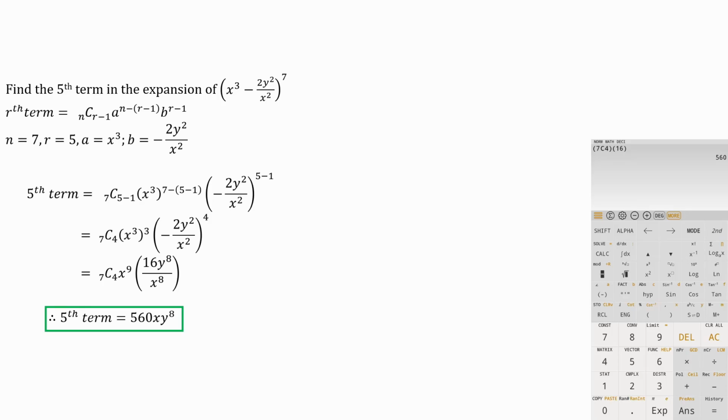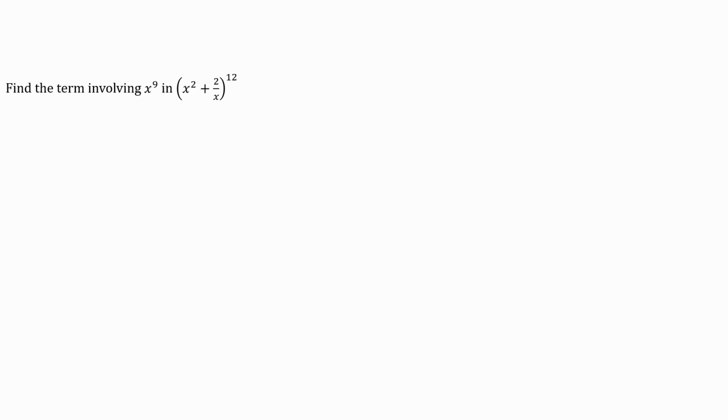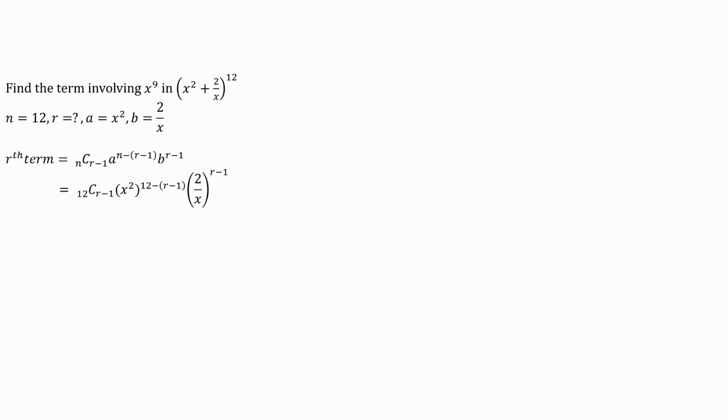So next problem. So find the term involving x raised to 9 in x squared plus 2 over x raised to 12. So given n is equal to 12, hahanapin natin kung ano yung term na yun. So hindi natin alam kung pang ilang term. So r is equal to unknown, a is equal to x squared, b is equal to 2 over x. So formula for rth term, substitute natin yung given.